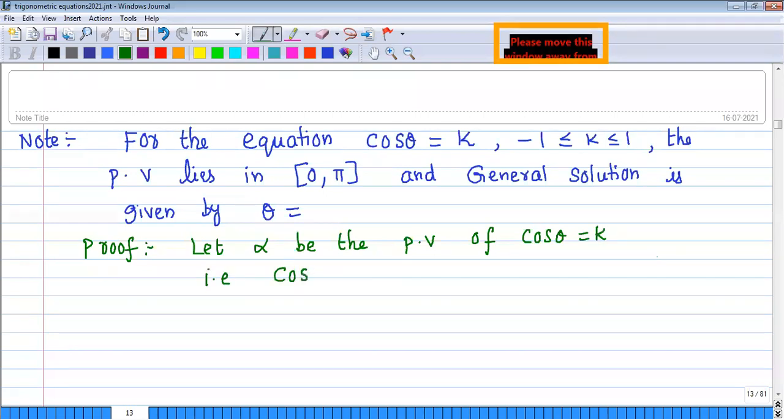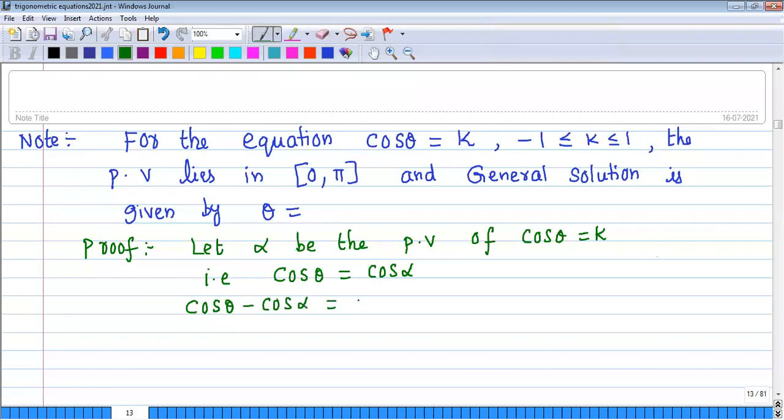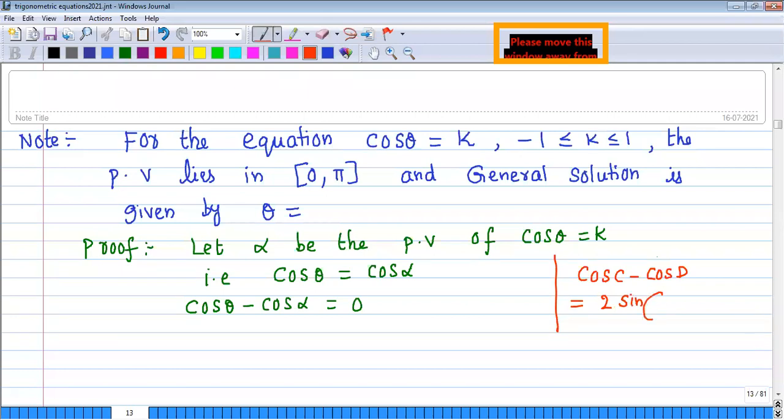We can say cos theta is equal to cos alpha, because principal values satisfy this equation also. Cos theta equals cos alpha. Bring cos alpha this side. What do we get? Cos theta minus cos alpha is equal to 0. So we have one formula. Cos C minus cos D is equal to 2 sine of (C plus D) by 2 into sine of (D minus C) by 2.